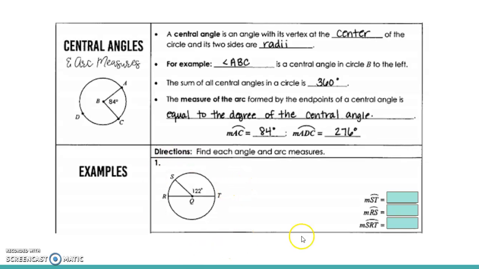We're looking at number 1 here. We're going to start off with finding the measure of arc ST. I see that that central angle is 122 degrees, so that's what my arc is going to be. Looking at RS, I know that from R to T, that entire arc there, is 180 degrees. It's half of my circle, so I can subtract 122 from 180 to get 58 degrees. Then to figure out SRT, that arc, we can add RS to 180 degrees, which would be from R to T, and that gives us 238 degrees.